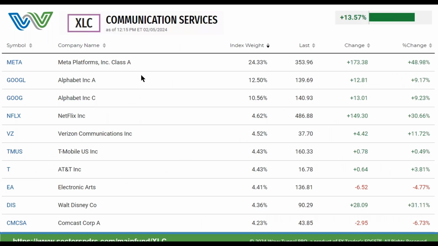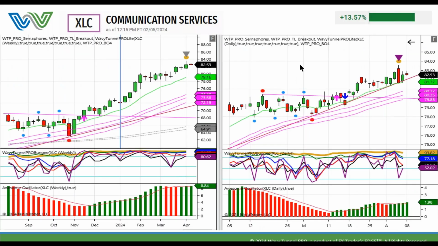XLC Communication Services, so we're going to look at Meta. That's the highest index weight of the group. And let's just have a look down to see which one performed the best so far this year. And it is Meta, up 49% for the year so far. XLC Communication Services, we already saw this, and this is our wavy tunnel setup. So this is the beginning of the year. Since the beginning of the year, this was off to the races.